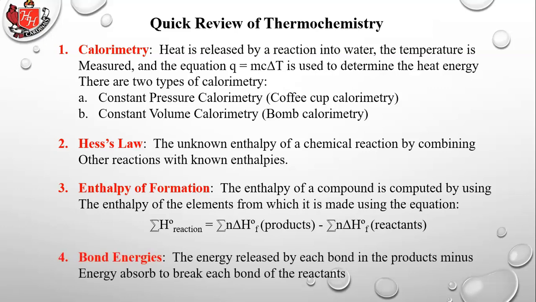And four, bond energies. Energy released by each bond in the products minus energy absorbed to break each bond in the reactants. So those are the four methods. Calorimetry, there's two different types, but that's basically one method of determining the energy coming out of a chemical reaction or going into a chemical reaction. So that's the purpose of all of this, using heat energy, you can determine how much energy is in that chemical reaction or comes out or goes into that chemical reaction. That's the whole purpose of thermochemistry.